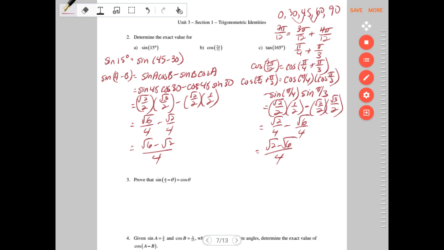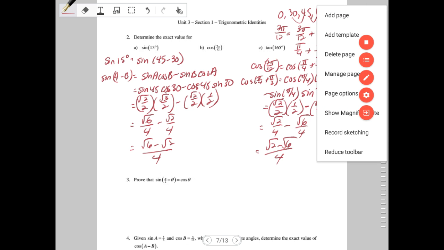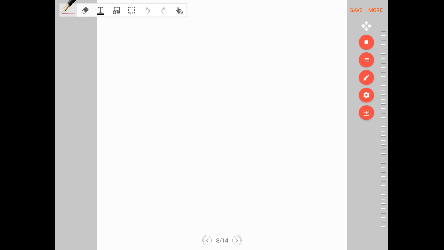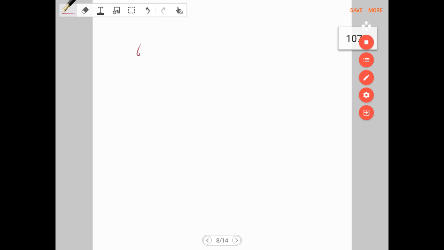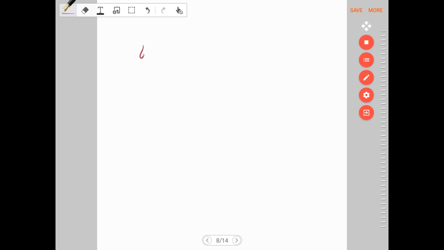Whew, that was fun. I'm going to add another page here because I do not have room for tan of 165. So just hold on a sec. Add a page. There we go. Okay, tan of 165 degrees. How am I going to get that to work?